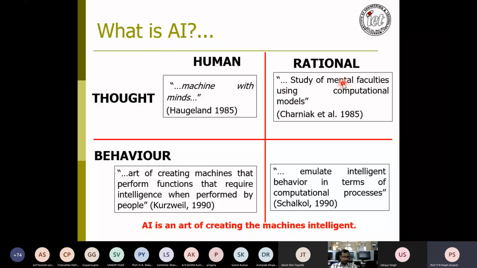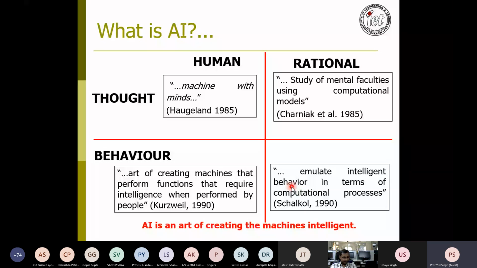Certainly, once we talk about behavior or actions, it is an art. Yes, AI is an art of creating machines that perform functions that require intelligence like ours. So those functions are governed by intelligence like a human being, under the behavior or actions category. So AI evaluates intelligent behavior in terms of computational processes. Intelligent behavior falls in the category of rational behavior.